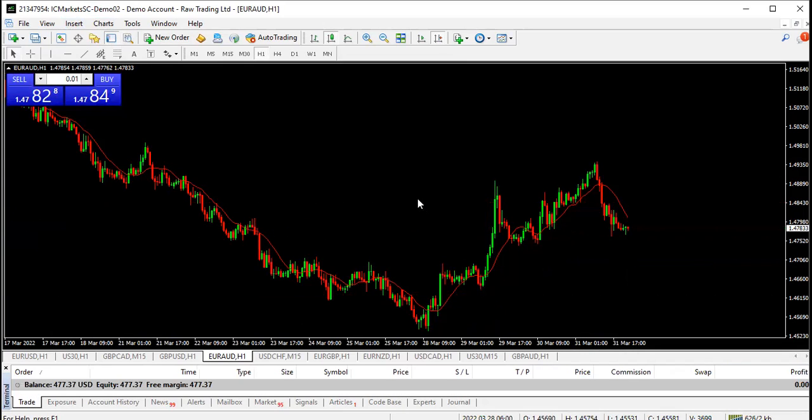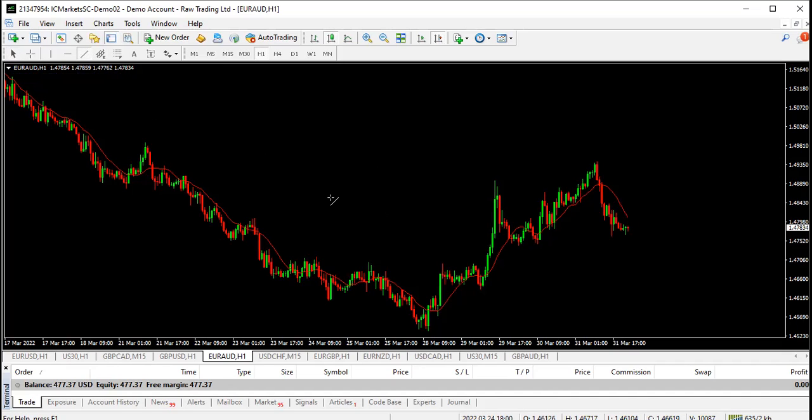So for the pending orders, we have the buy limit order and the sell limit order. So how do we place the buy limit and the sell limits? Let me show how we do it. So for the buy limit, this is how we expect the market to react.